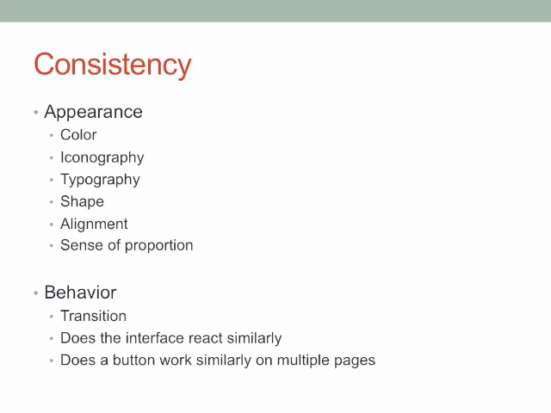So, there are 2 key areas that we look at for consistency: appearance and behavior. Appearance constitutes such elements as colors, iconography, typography, shape, alignment, and sense of proportion. With regard to behavior, there are transitions after an interaction, whether an interface reacts similarly after interaction, and also if a button works similarly upon clicking on multiple pages.